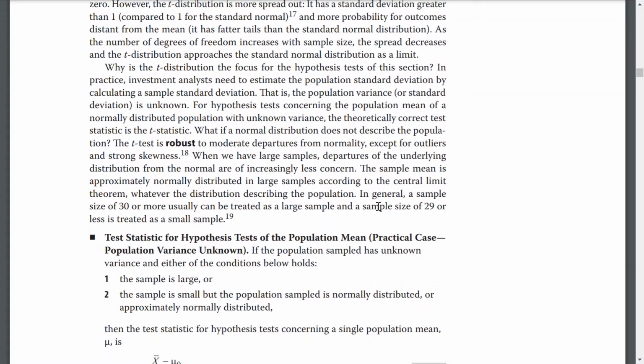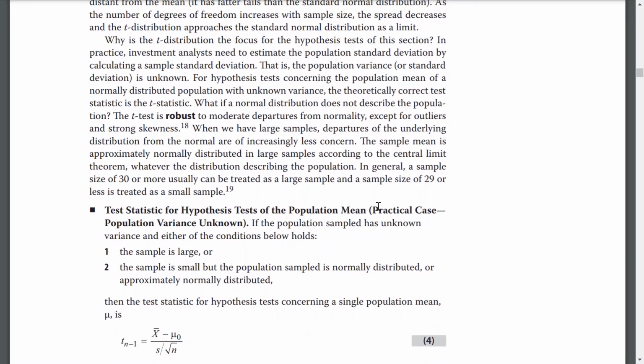In practice, investment analysts need to estimate the population standard deviation by calculating a sample standard deviation. That is, the population variance or standard deviation is unknown. For hypothesis tests concerning the population mean of a normally distributed population with unknown variance, the theoretically correct test statistic is the t-statistic. The test is robust to moderate departures from normality, except for outliers and strong skewness.